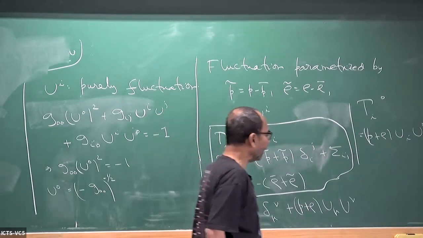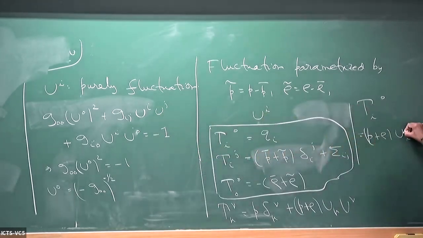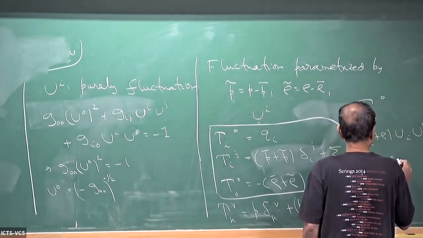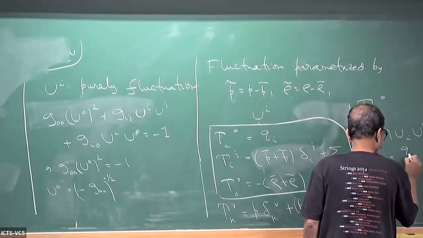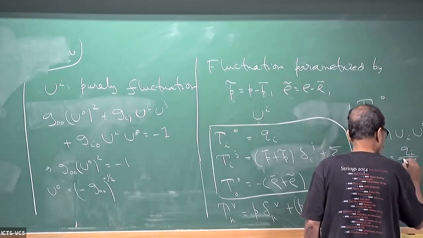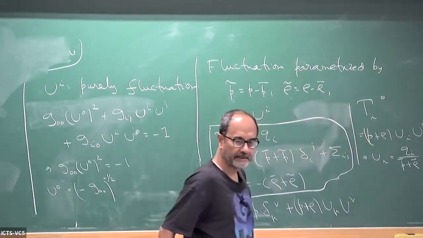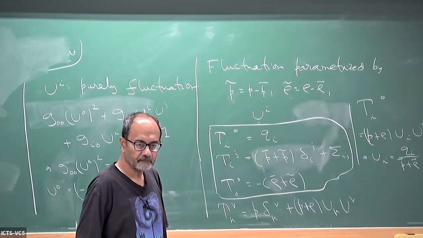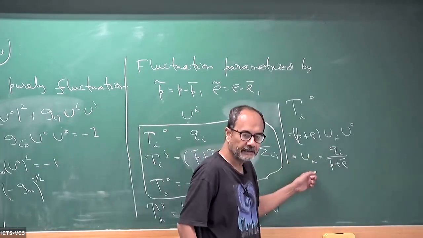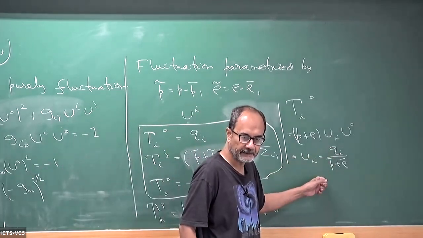Okay, so Ui is already a fluctuation, right? So everywhere else we can replace it by the background. So this can be written as P bar plus rho bar times background. So this tells us that Ui is what we called Qi earlier over P bar plus rho bar, and U0 background is 1. Right? So this tells us how to identify Ui with what we had earlier.